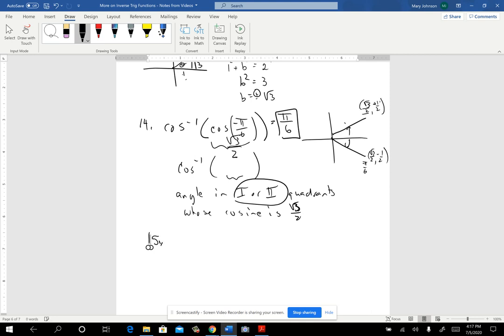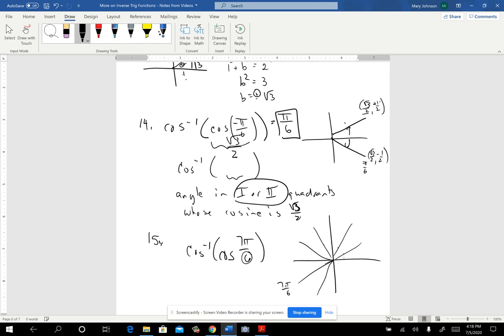With number 15, I'm doing cosine inverse of the cosine of 7 pi over 6. So let's think about 7 pi over 6. First off, remember, if you've got a 6 in the denominator, you should think about this being split into 6 pieces so you can count it. That's 1, 2, 3, 4, 5, 6. This would be 7 pi over 6 right here. Okay?